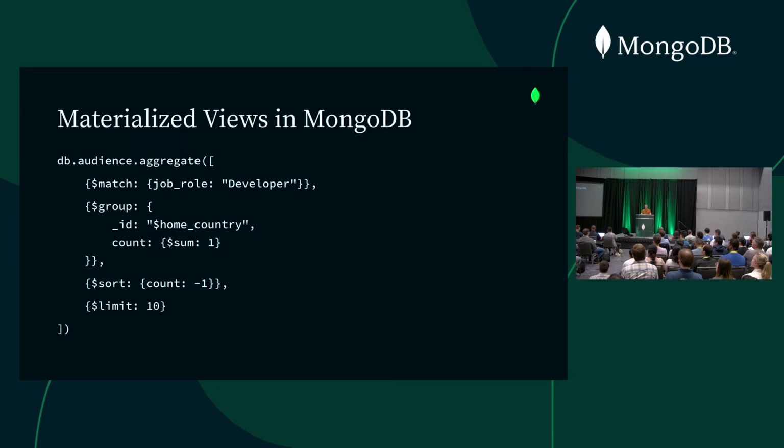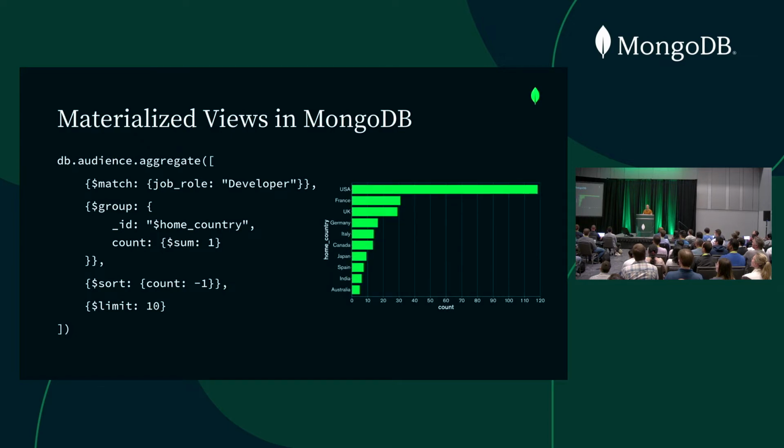So in this case, I'm filtering on the developer's job role. Then I group all these developers into their home countries and count how many I have for each country. Next, I sort this list in descending order, and then I just take the top 10. So if I wanted to visualize the result of this query with a chart, it could look something like this. So this is an individual query.